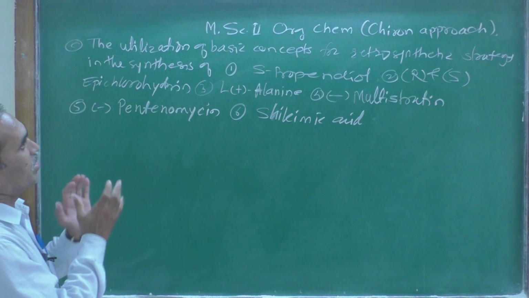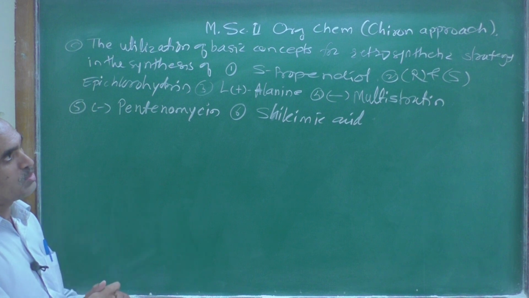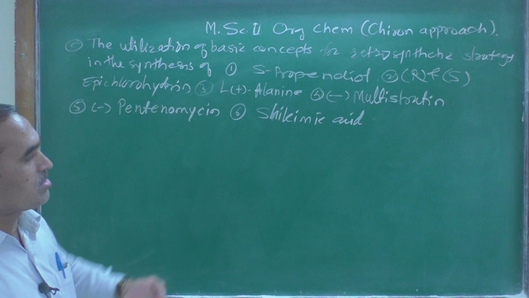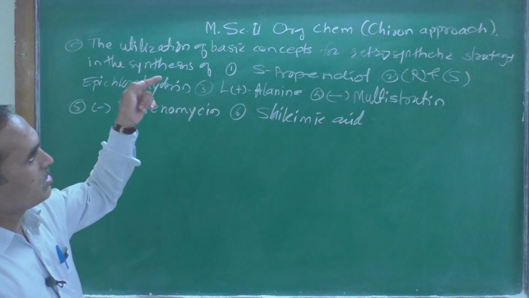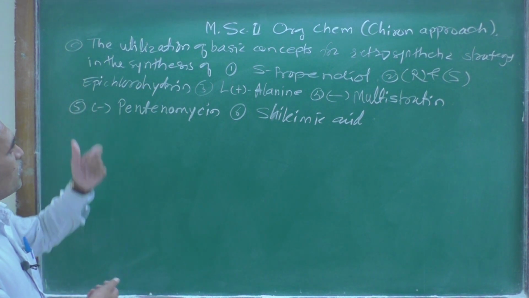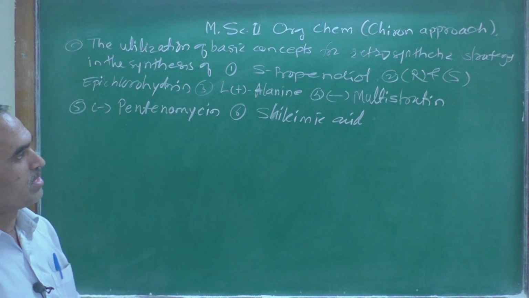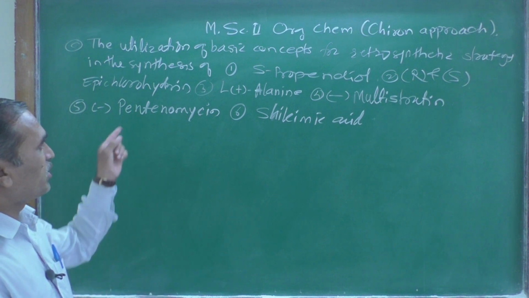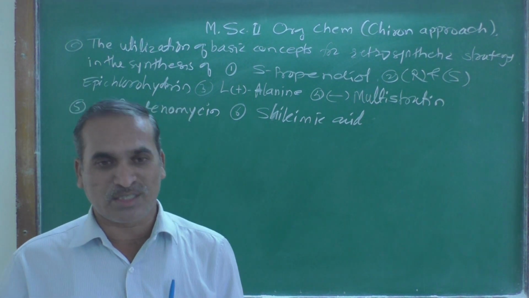This third point is very important: the utilization of basic concepts for retrosynthetic strategies in the synthesis of these 6 molecules, and these 6 molecules are very important. Number one is S-propanediol. Number 2 is R and S epichlorohydrin. Third one is L-alanine. Fourth one is multistatin. Fifth one is pentenomycin, and sixth one is shikimic acid. These are the 6 molecules.